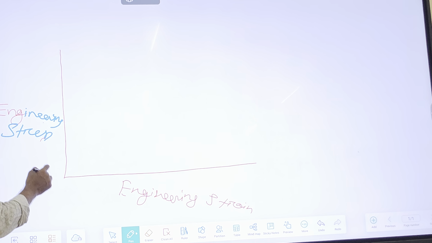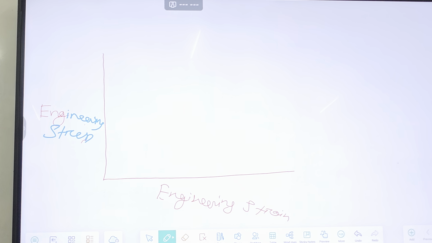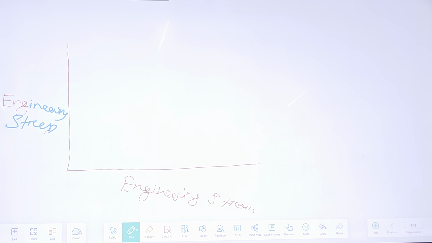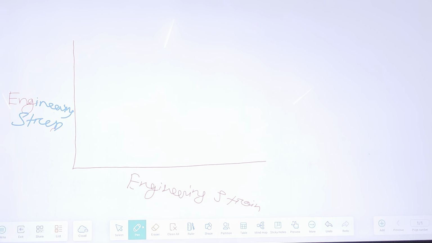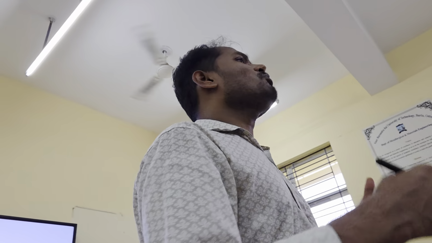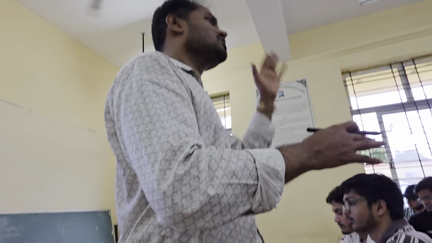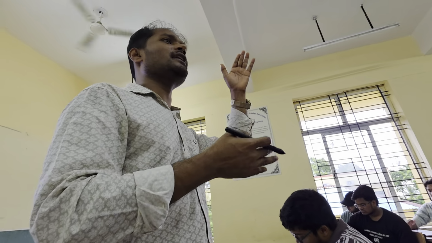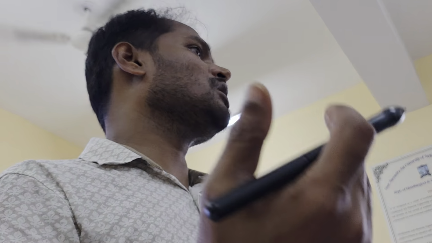So if I am plotting a curve between engineering stress versus engineering strain, this kind of plot is obtained by doing a tensile test only. Most of the time, a tensile test will give you a load versus displacement curve, but most machines nowadays directly give you the stress versus strain curve. So there is no issue. Earlier, they used to get load versus displacement, then you needed to convert it into stress and into strain.